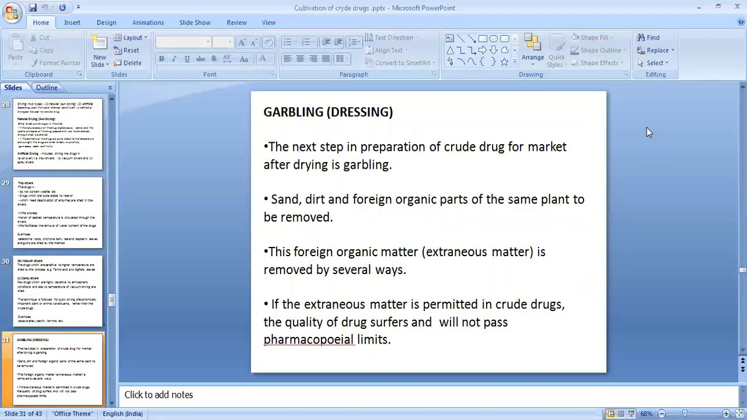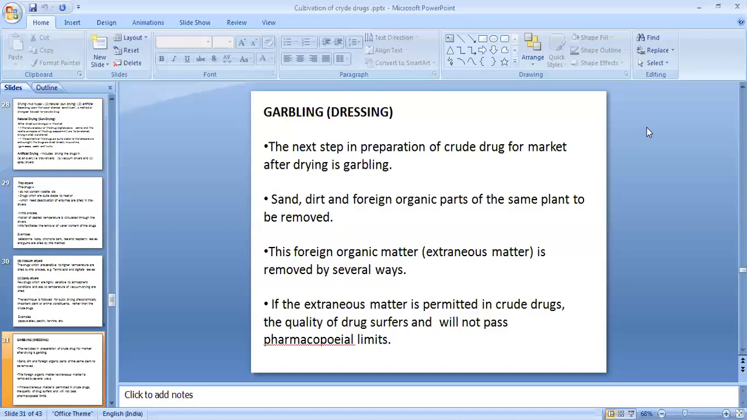And the next process is garbling. In other words, you can say it is brushing. That is, you are increasing the elegance of the crude drug by doing some of the operations. So the first thing, you have to remove the unwanted foreign organic matter or the sand or dirt. All these things present in the genuine drug can be removed.